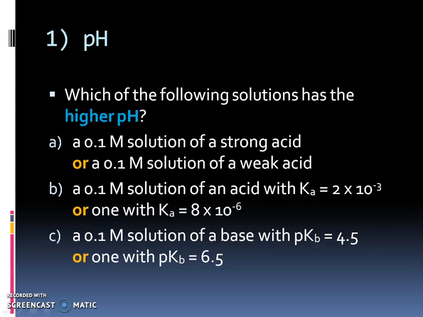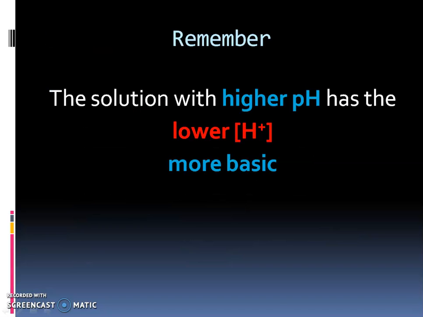So number one is about pH, and there are three parts. What you're doing is reading A and deciding which solution has a higher pH. Hopefully you decided, and I'll give you a little preview here. We want to remember that higher pH means lower H plus concentration, which means it's more basic. So if you were thinking that way, you should have the answers correct. But if you were not, you might want to pause and go back and do some rethinking. All right, so now here's your answer to A.